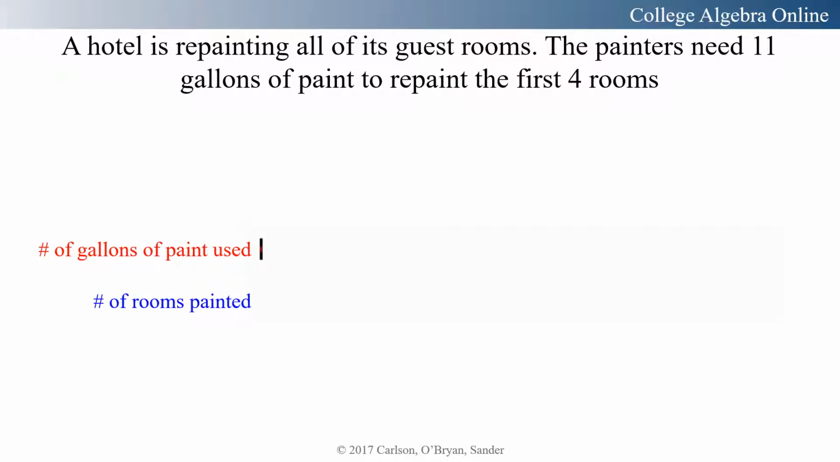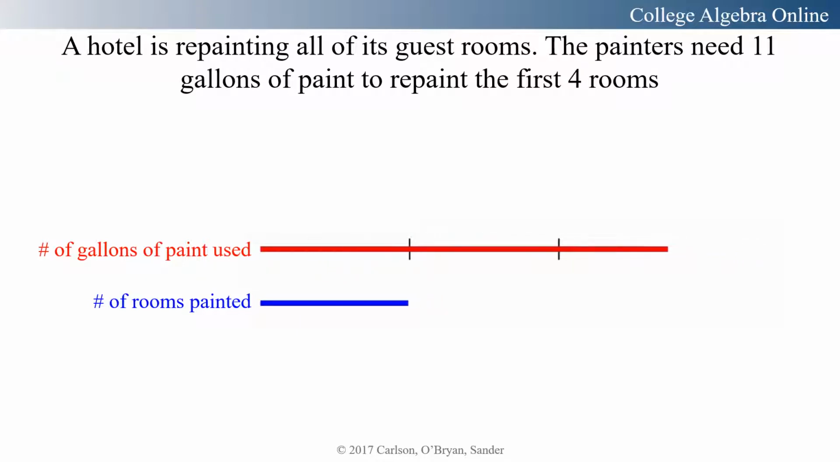We can also simulate varying the values together to maintain this relationship. No matter how many rooms have been painted, the number of gallons of paint used is always 2.75 times as large.